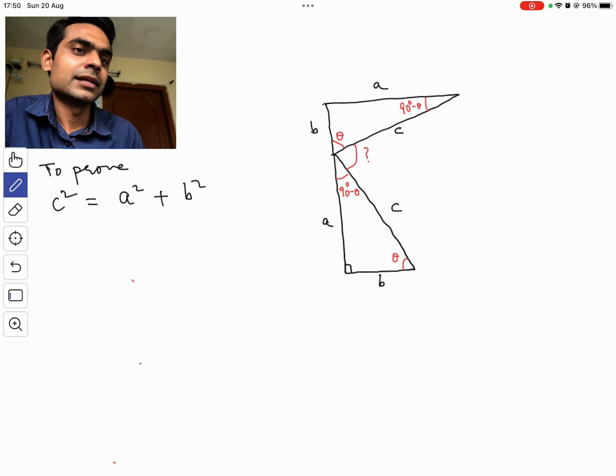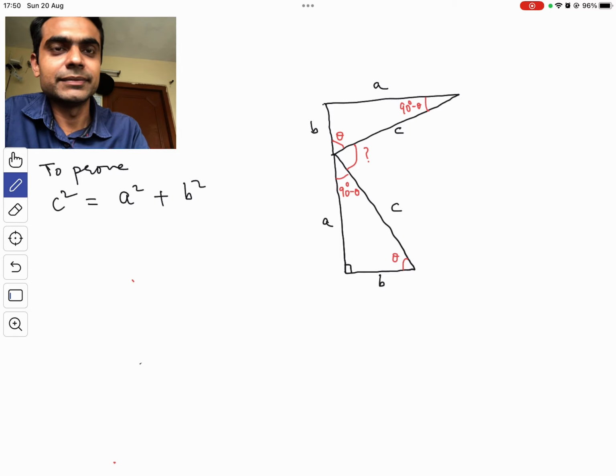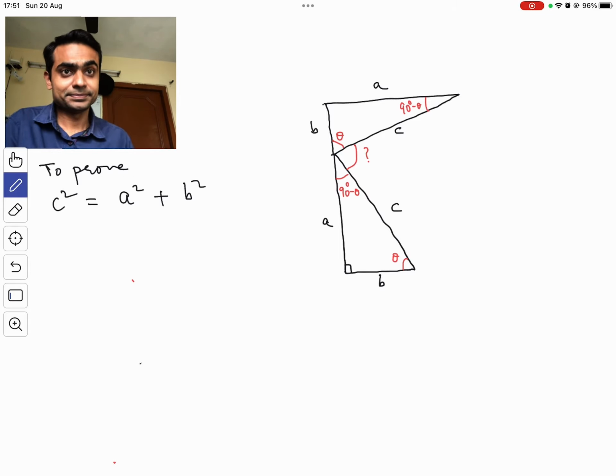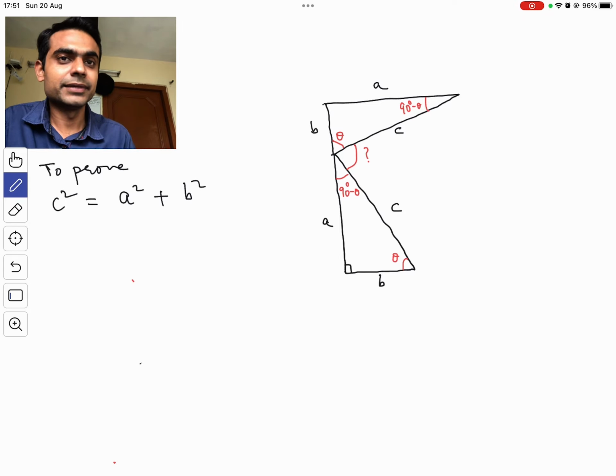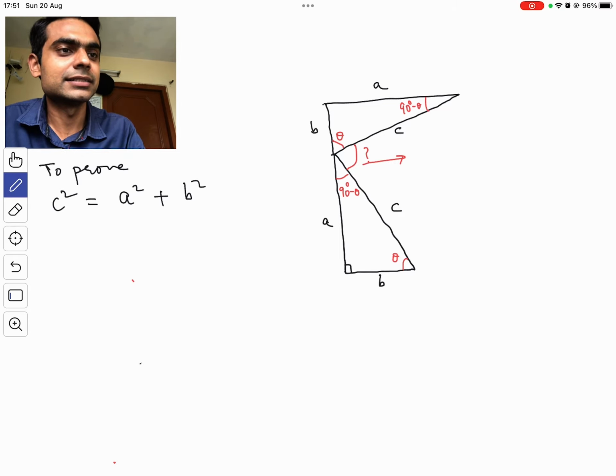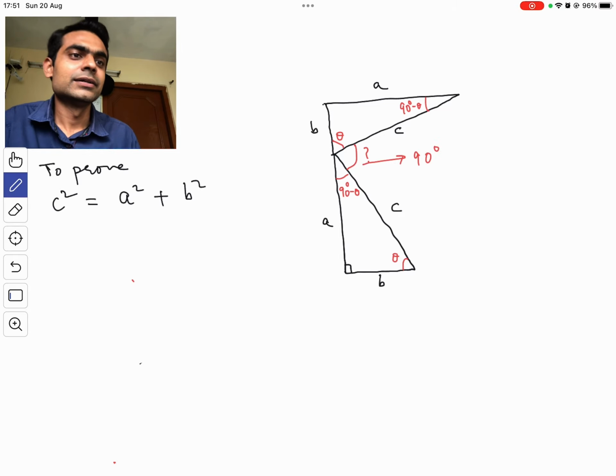So how much is the angle there? B and A here are making a linear pair, right? They are joined in such a way that they make a linear pair. Theta plus 90 degrees minus theta: if we add these two angles together, we get 90 degrees. And in a linear pair, if one of the angles is 90 degrees, then the other would obviously be 90 degrees. So this question marked angle is a 90 degree angle.